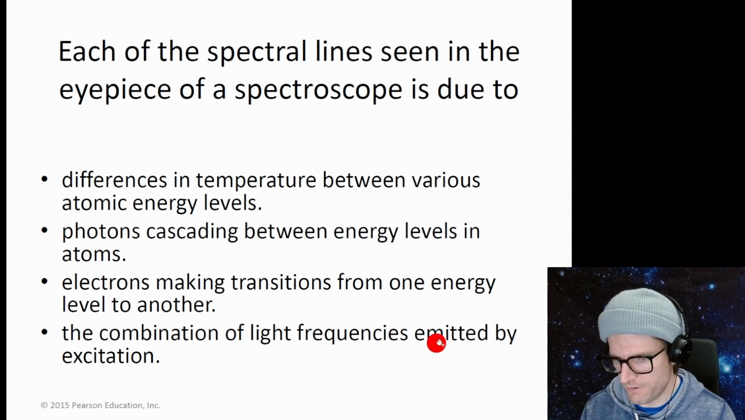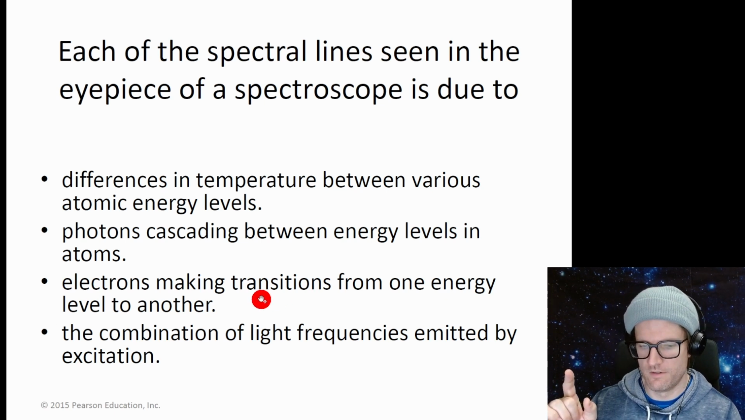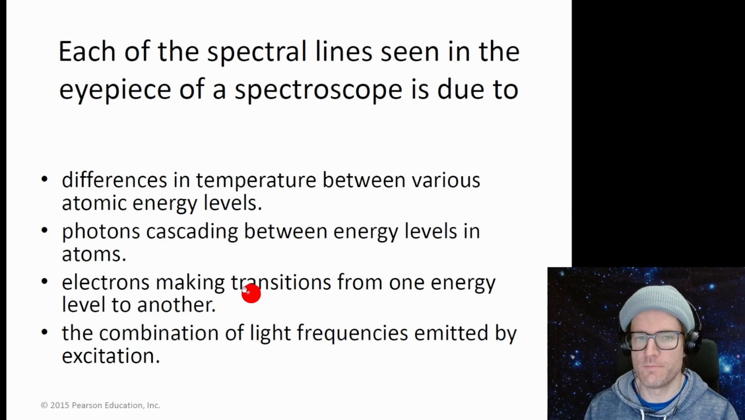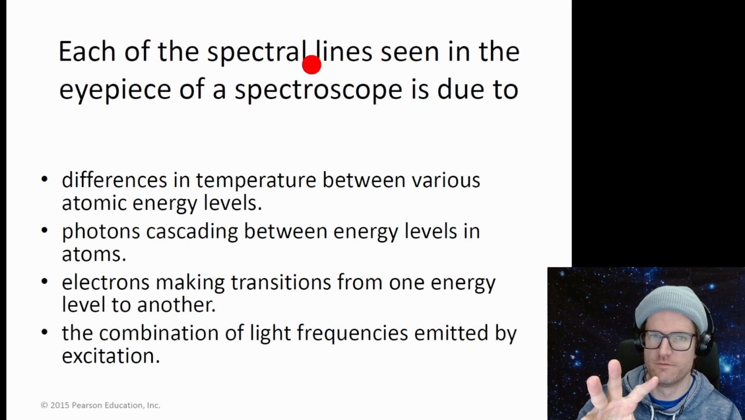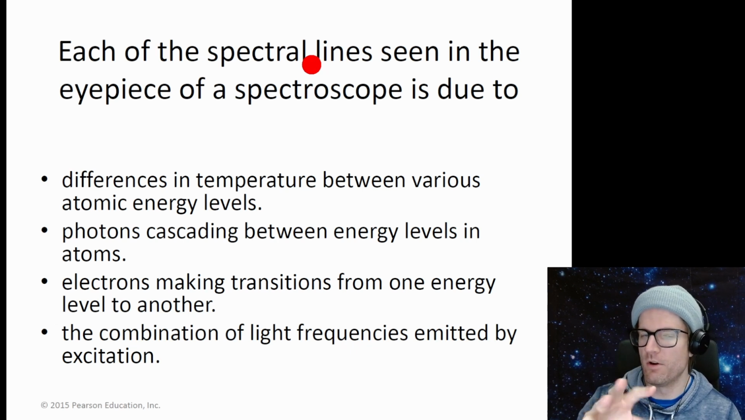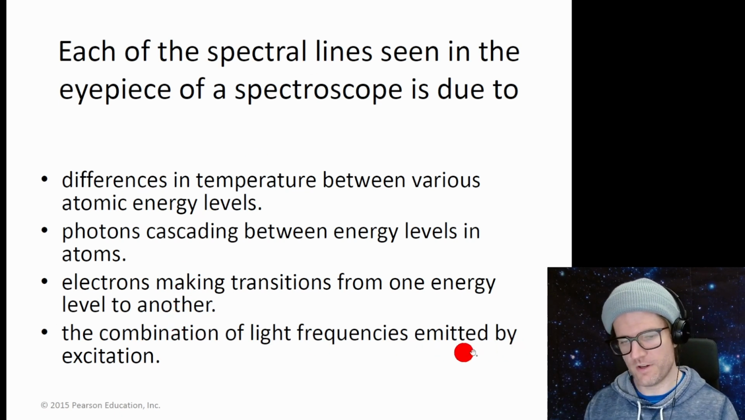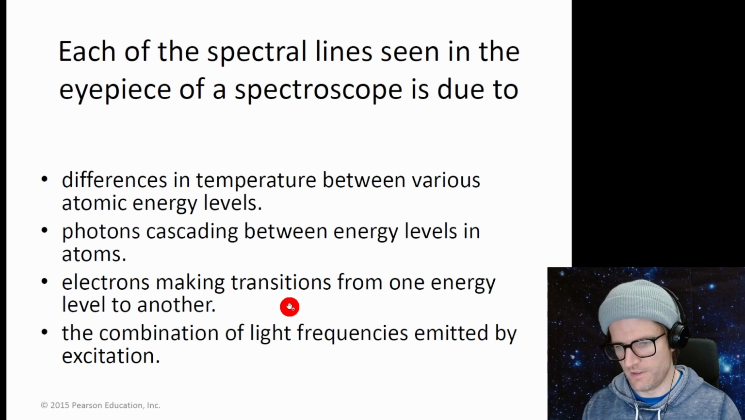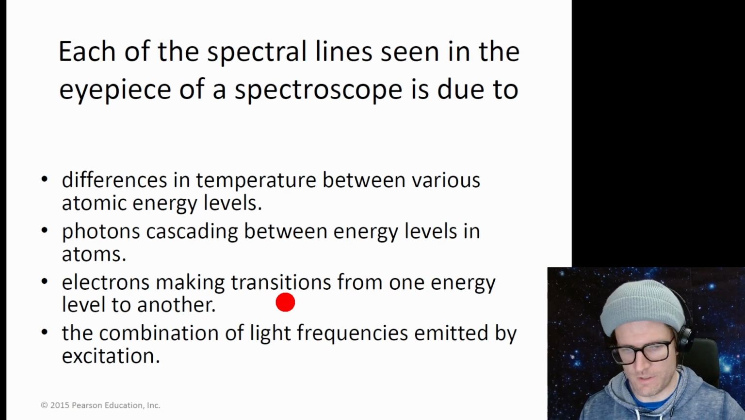The combination of light frequencies emitted by excitation. So that's even better, because transitions could be, it says spectral lines. So this is emission, and it could be absorption. So I don't think we want to go with emission. I think we want to go with transition. The transitions from one energy level, if it's an excitation, that would be an absorption spectrum. If it's de-excitation, that would be an emission spectrum. So I'm going to go with the third one.